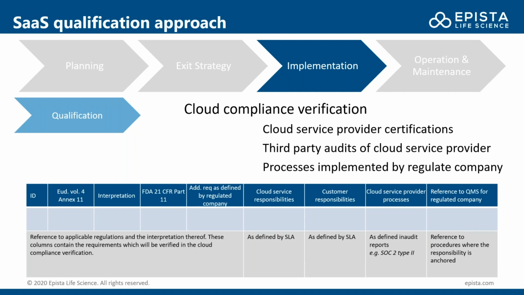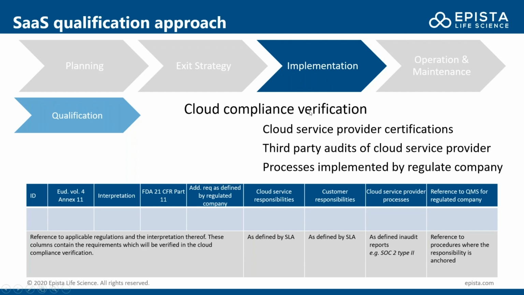So if you look at it, columns 1 to 5 are requirement columns. And of these 1 to 5, only column 5 is an adjustable column, if you will. It is the column that gives us the requirement flavor from the specific regulated company. Then in the next column, we have the cloud service responsibilities. So the procedural responsibilities which are managed by the cloud service provider. And then we have the procedural responsibilities which are managed by the customer or the service taker, if you will.